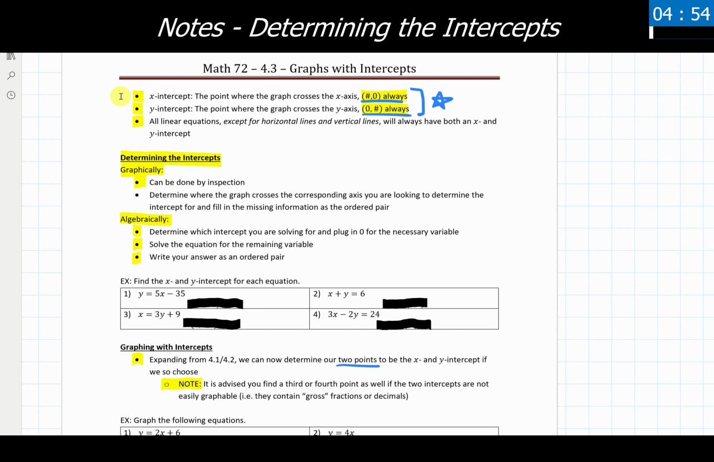So our x-intercept is defined as the point where the graph crosses the x-axis, and it's always going to be written in the form like we have right here. We have some number, comma, 0. The y value for the x-intercept is always going to be 0 because it's crossing the x-axis, so it's not moved vertically at all.